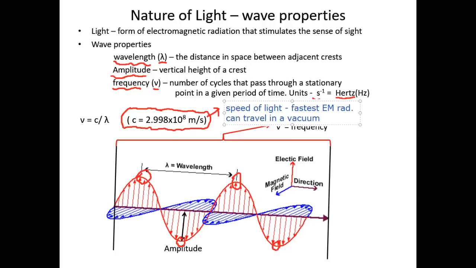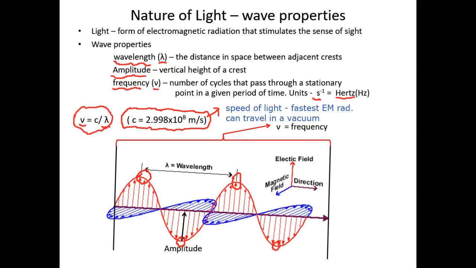So since the speed is constant, if we know the wavelength, we can calculate the frequency. If we know the frequency, we can calculate the wavelength. So here we have this equation that relates frequency and wavelength. What we know is frequency is inversely related to the wavelength.